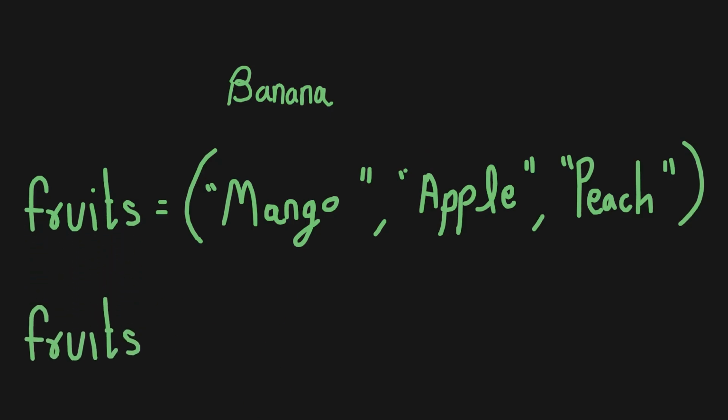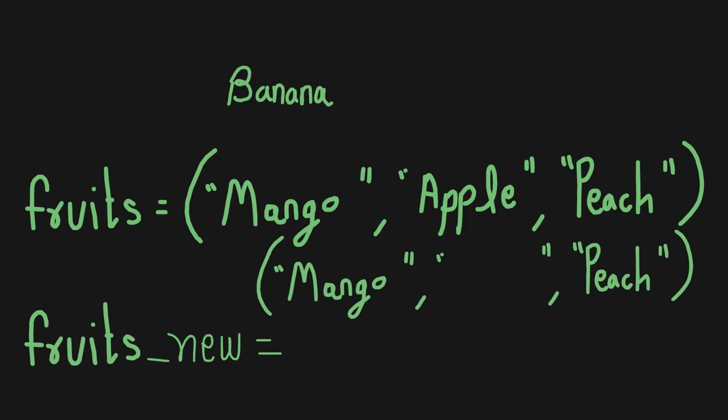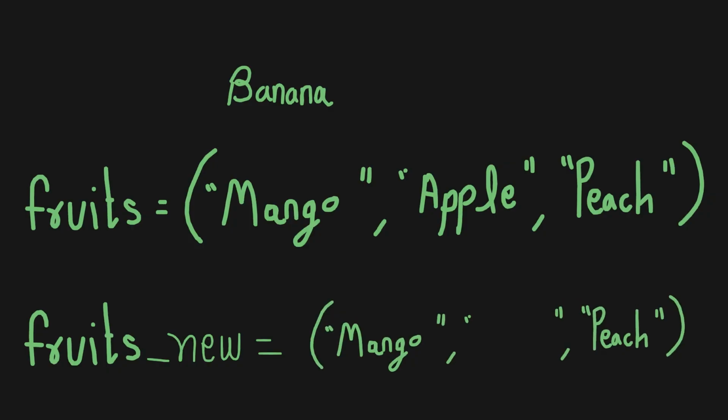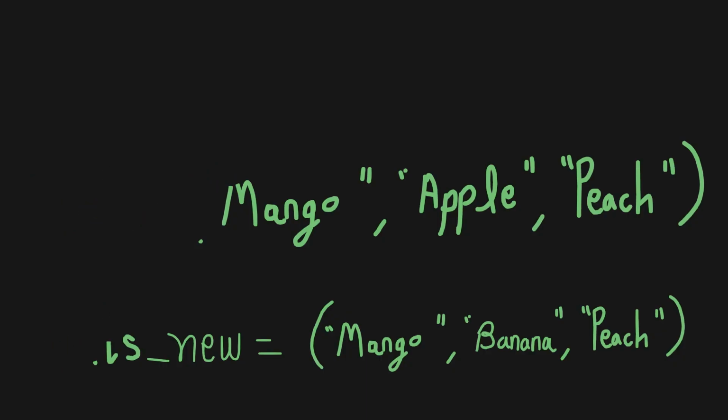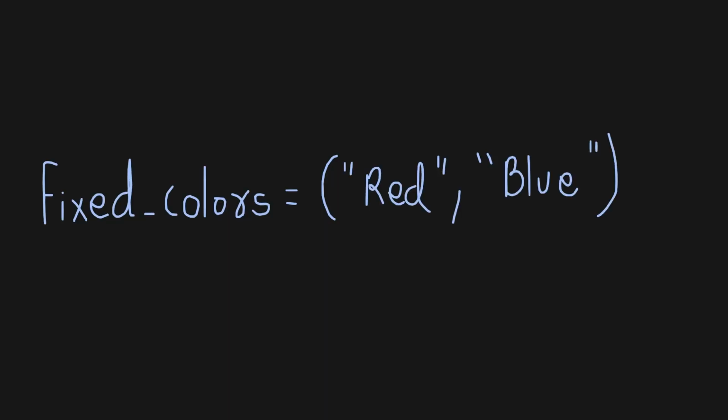If you want a tuple where the second element is a banana and not an apple, you'll have to copy that first tuple, but make the second element different. So you make a completely different tuple instead of modifying the first one. This is useful in a lot of places where you might want to make sure that your data does not change or is not modifiable.